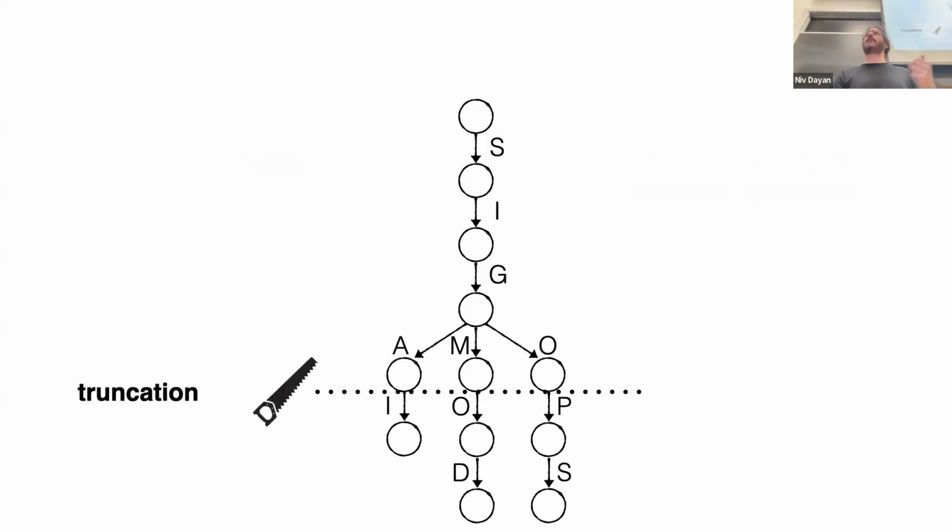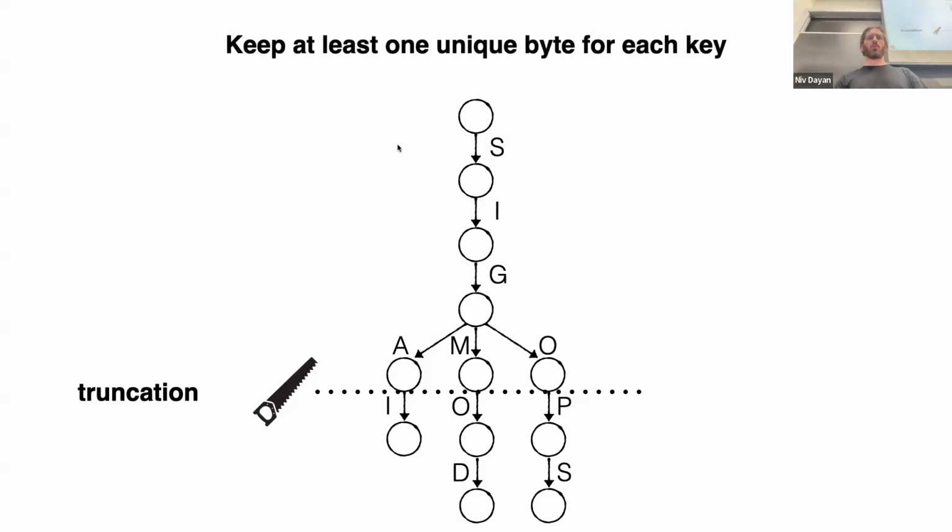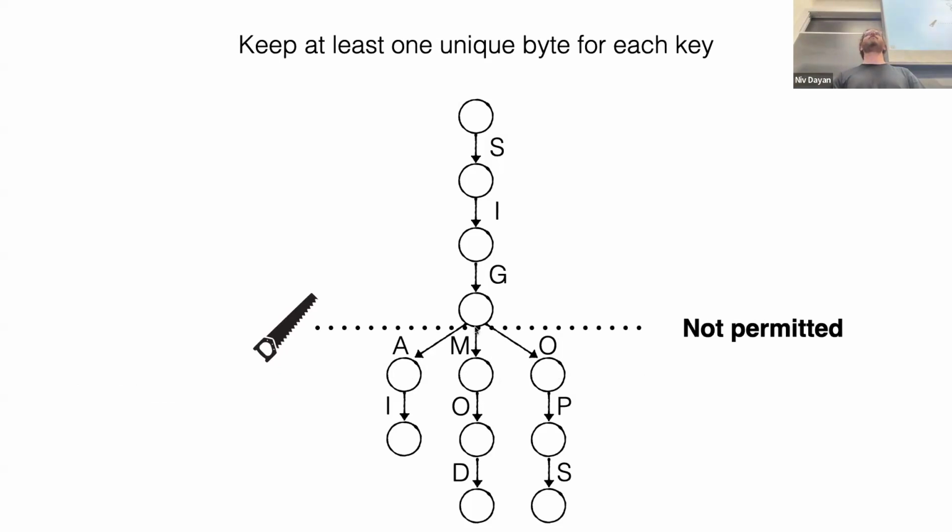The truncation thing is conceptually quite simple. Let's choose some points towards the end of the trie, and just chop all nodes beyond that point. Now, we're going to keep at least one unique byte for each key, though, right? So you can see that here. Each one of these keys, we still store one unique byte that allows us to differentiate between all existing keys. So for instance, truncation here would not be permitted, because that would no longer allow us to store one unique item for each key.